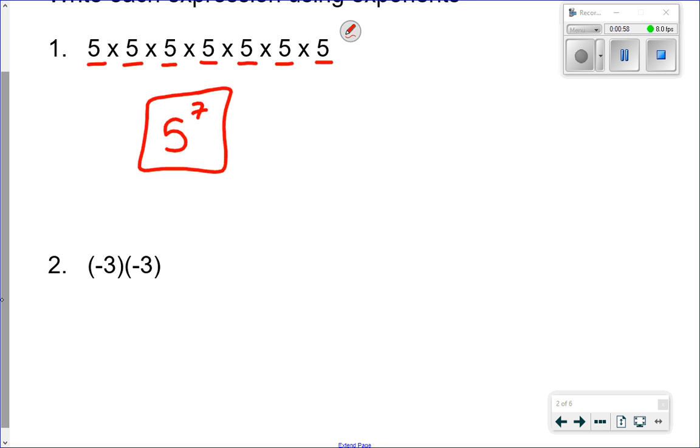Okay, the second one, we've got negative 3 times negative 3. There's parentheses around the negative sign, so that means there needs to be parentheses in our answer as well. So my answer this time would be negative 3, and then we count how many times the negative 3 is written. It's written twice, so raised to the second power. Again, it's not asking us to solve or simplify, it's just asking us to rewrite the expression. So negative 3 in parentheses squared would be the answer to this problem.